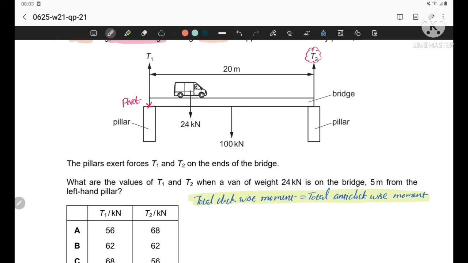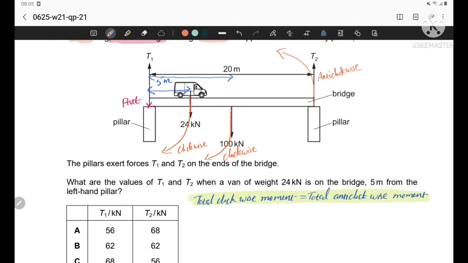Here we can see this 24 kilonewton force is acting in a clockwise direction about the pivot. Likewise, the weight of the bridge, 100 kilonewton, is also giving a clockwise moment. But T2 is giving an anti-clockwise moment about this pivot. Now we can check the distance from the pivot to these given forces. The first distance, between the pivot and the 24 kilonewton force, is given, that is 5 meters. So the perpendicular distance from the pivot to the 24 kilonewton force is 5 meters. Likewise, the weight will be acting exactly at the center. The total length of the bridge is 20 meters. Therefore, half of this length to the center will be only 10 meters.